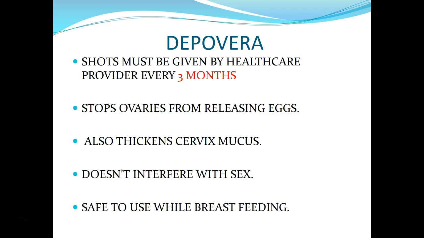So let's talk about chemical methods. So these will be your birth control pills and shots. The first one we're going to talk about is Depo-Provera. These shots have to be given by a healthcare provider. It's an intramuscular injection and it's given every 3 months. And this stops your ovaries from releasing their eggs. It thickens cervical mucus. It does not interfere with sexual intercourse, and it is safe to use while breastfeeding because it is a progesterone only form of birth control.